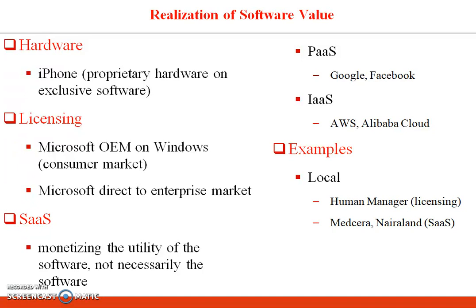And coming home here in Nigeria and Africa, you can see there are also local companies running some of these models. Of course, we don't easily have a hardware-driven strategy like the iPhone, but in the licensing part, we have Human Manager, made by a company, System Spec Lagos, which licenses software to be used by many companies across the nation. And also Mexera, an electronic health record system, which is software as a service, enabling institutions to handle their electronic medical records.